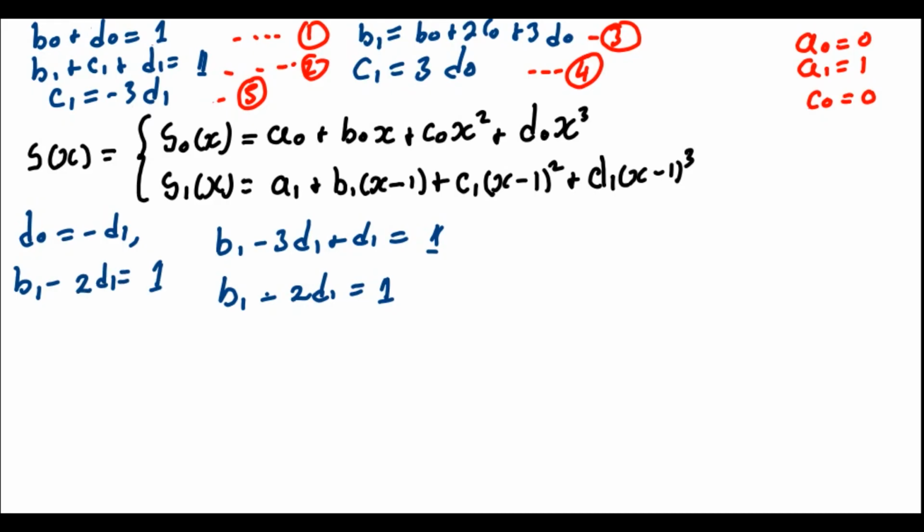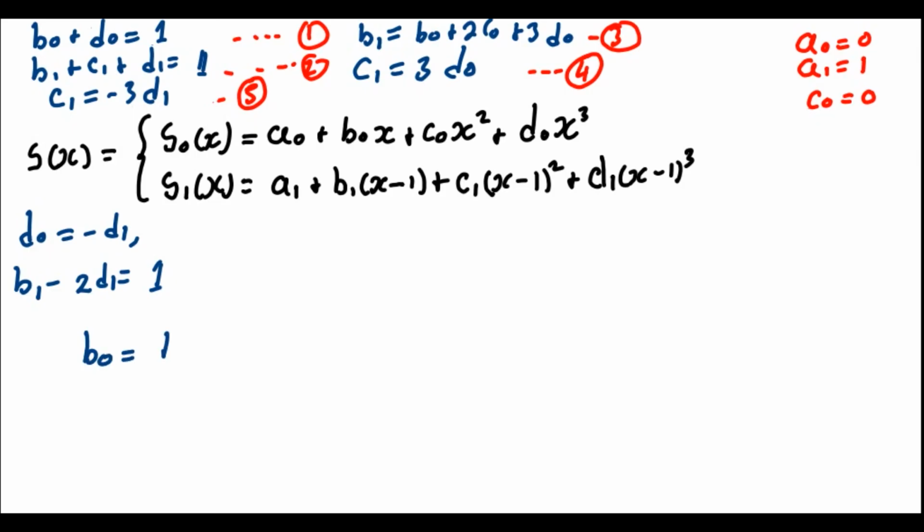What other substitution am I able to make here? Looking at equation 1, the way it is, which is this one, I can choose to make B naught the subject of the formula, meaning I can say B naught is equal to 1 minus D naught. This is what I have. I've just chosen to make it so. You can actually also make D naught the subject of the formula.